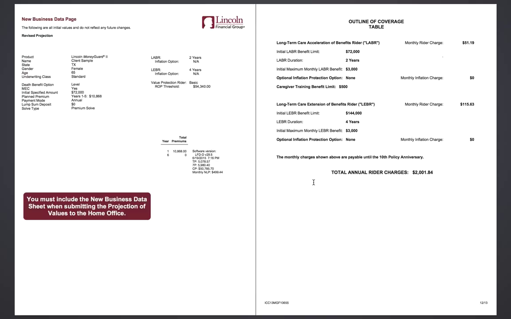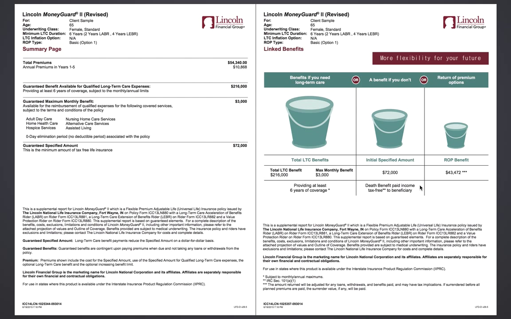If you were going to submit a paper application with a paper illustration, this new business data page is one that must be submitted. It's followed by an outline of coverage table, which is very similar to the statement of benefits, which was page 3, just looking at it in a different way, and the rider charges, instead of being monthly, are shown here as annual. We then get into a summary page, which really just goes over the same things that we've already seen. It does list it as a 0-day elimination period there, or no deductible period, so just worded slightly differently.